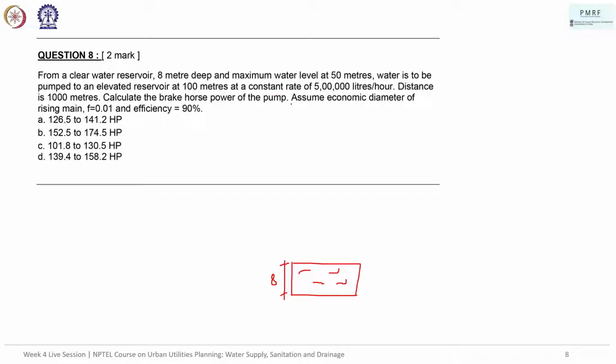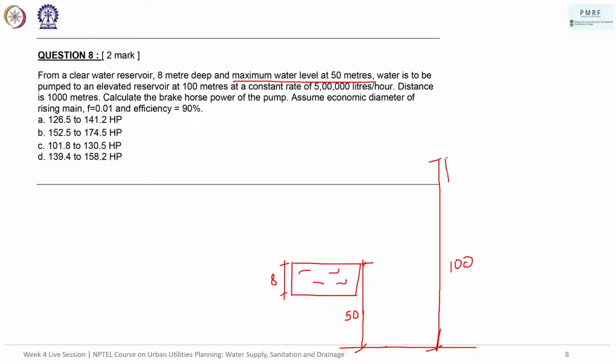This reservoir, the maximum water level is at 50 meters, which means relative to ground level, this is at 50 meters high, right? And we are going to pump this water to an elevated reservoir at 100 meters high. So we are going to pump it to a point that is 100 meters high, right?